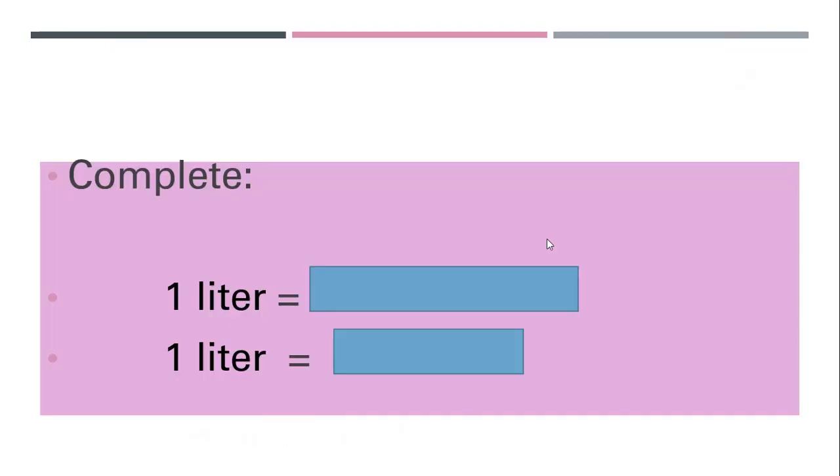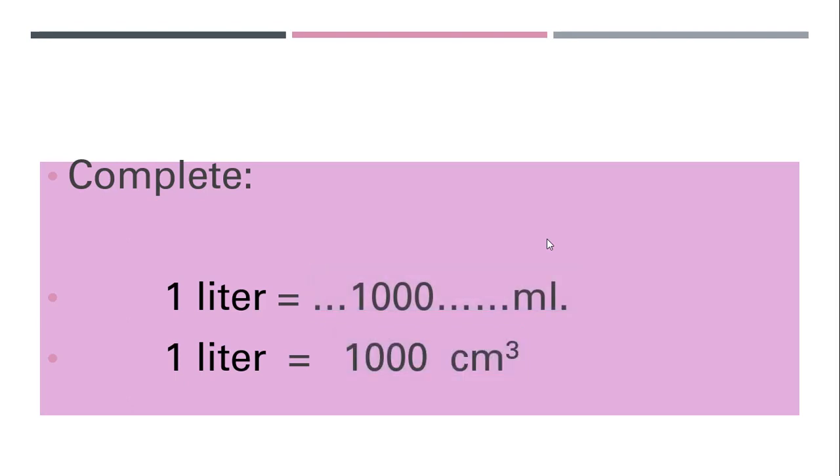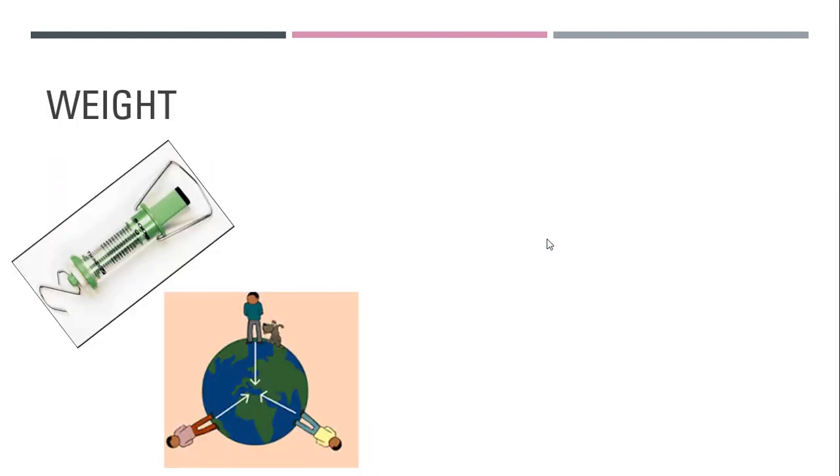Okay, a quick revision about the conversion of units. 1 liter is equal to 1000 milliliters, or you can say cm³ instead of milliliters. They are equal units to each other.